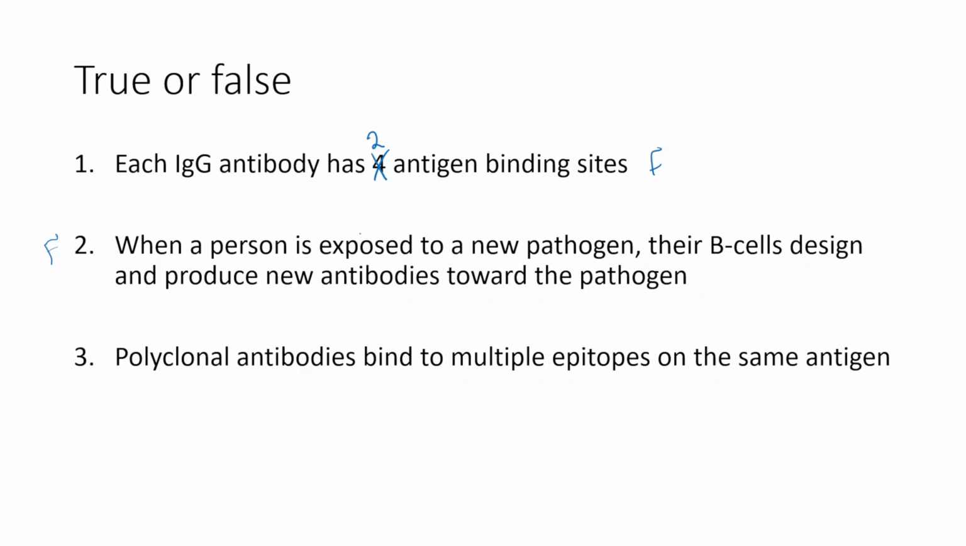All right. So let's move on to number 3. Polyclonal antibodies. This is kind of what I was talking about just now. Polyclonal antibodies bind to multiple epitopes on the same antigen.